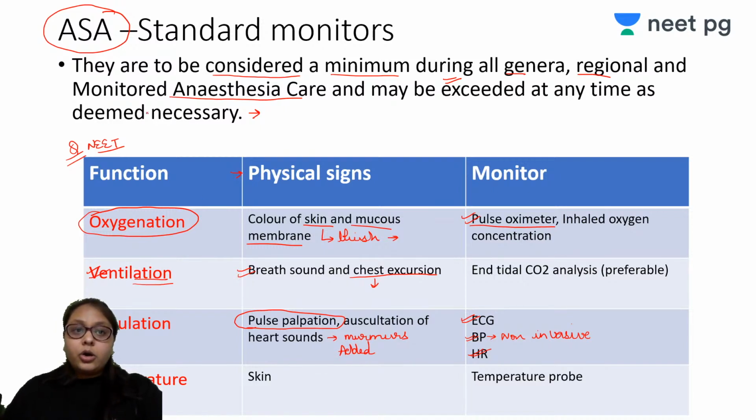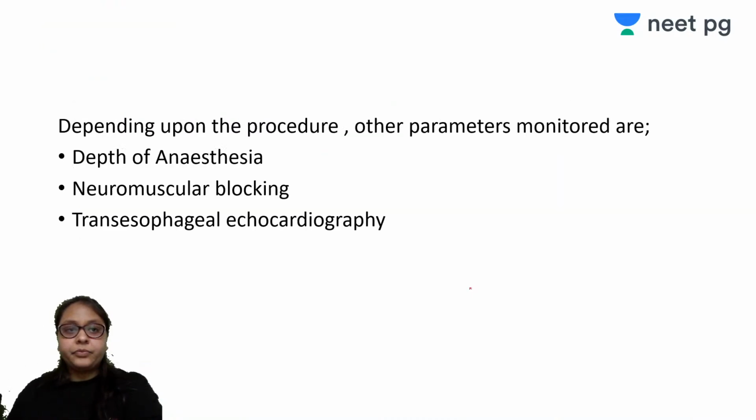So, according to the ASA, the standard monitors for anesthesia are: for oxygenation, pulse oximetry; for circulation, ECG, BP, heart rate; and for temperature, the temperature probe. For ventilation, the EtCO2 monitoring is preferable. Okay, now these were the standard monitors.